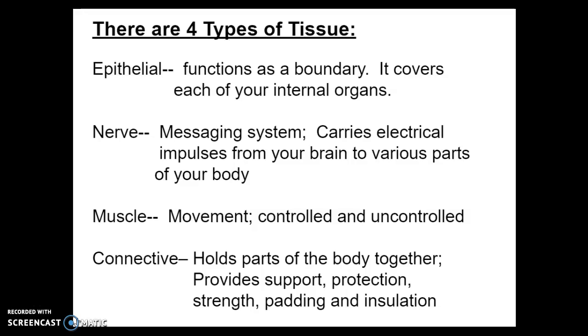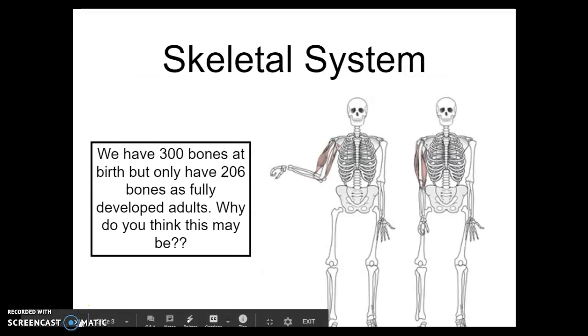Looking at tissues real quick, there's 4 main types. An epithelial tissue works as a boundary. So your skin is epithelial tissue. Nerve tissues are to message information using electrical impulses to get from one part of your body somewhere else. Muscles are all about movement. This can be controlled movement and uncontrolled movement that happens without us thinking about it. For example, your heart is beating right now. Connective tissue is going to be tissue that holds the body together and provides support, protection, padding, all that kind of stuff. So this presentation is just looking at the skeletal system.